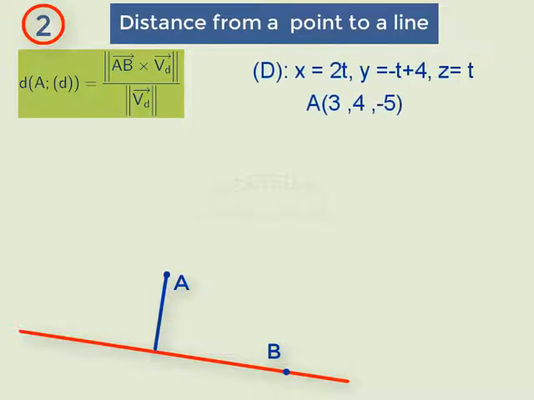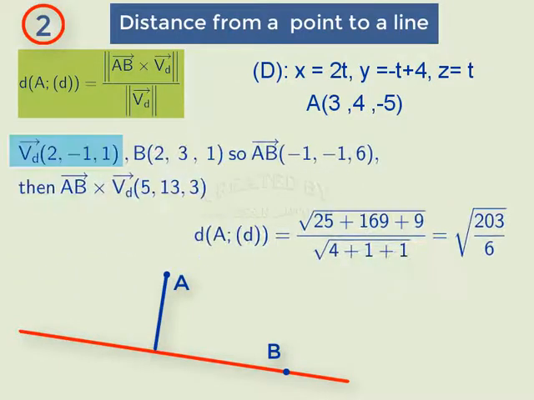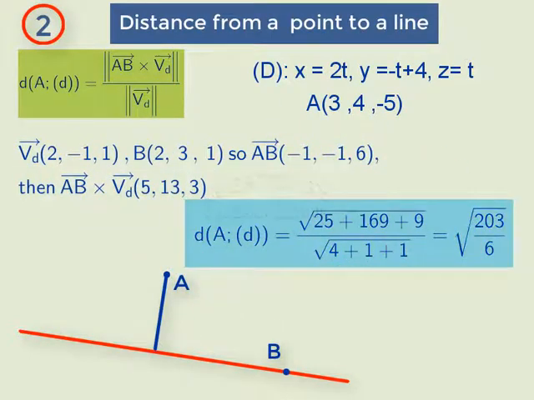For example, in this case, having the equation of D, we can conclude the direction vector and a fixed point B. Then, by applying the formula, we get the distance from A to D.